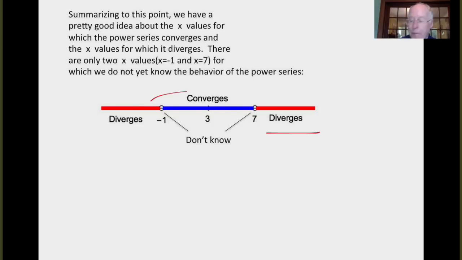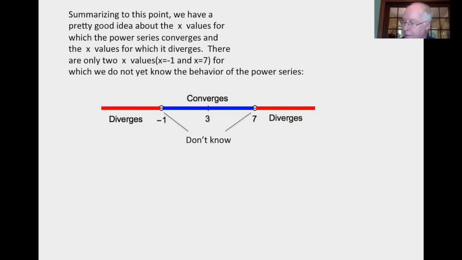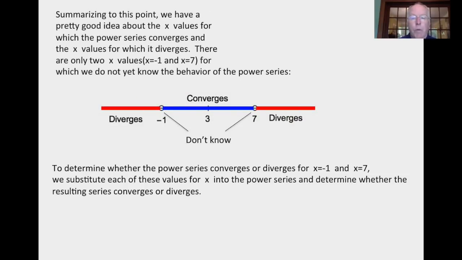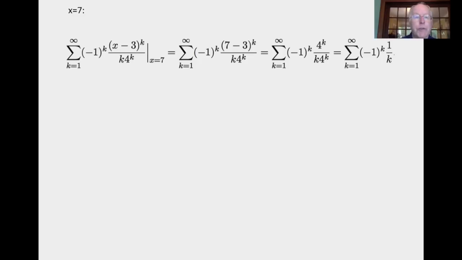Okay. Now, let's see if we can figure out what happens at minus 1 and 7. We're going to do that simply by plugging x equals minus 1 and then x equals 7 into the original power series, and then seeing if we can determine whether the resulting series converges or diverges. So we'll take x equals 7 first.